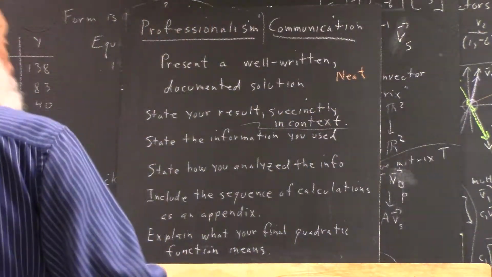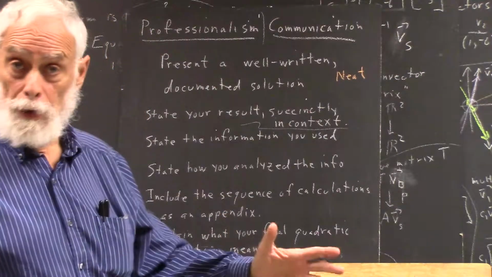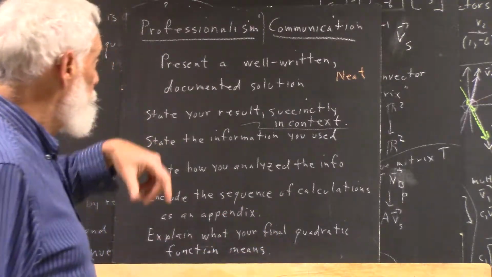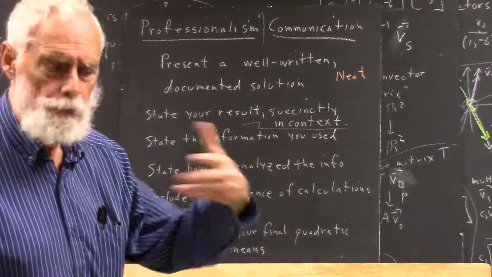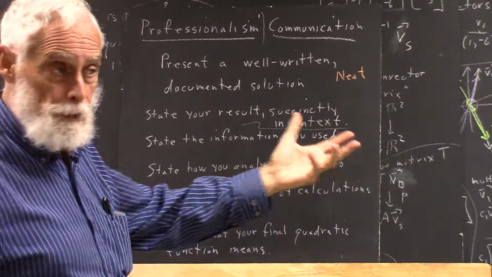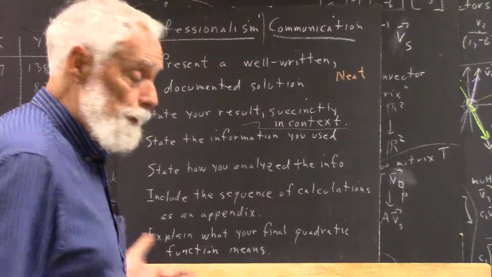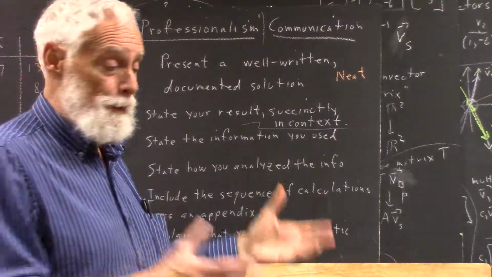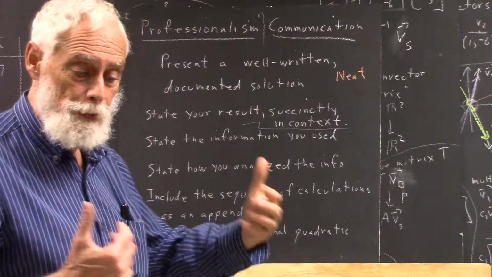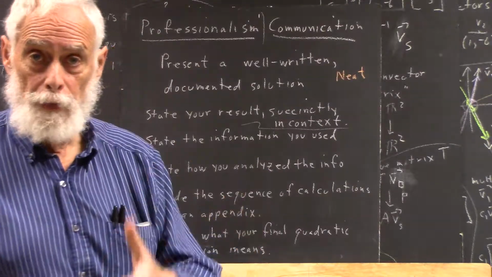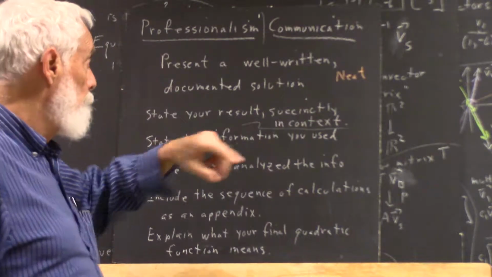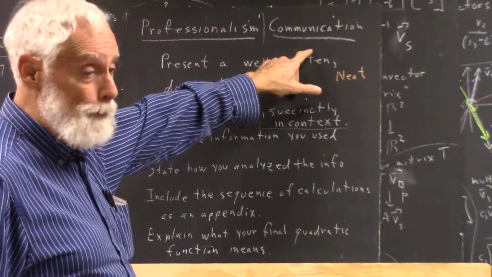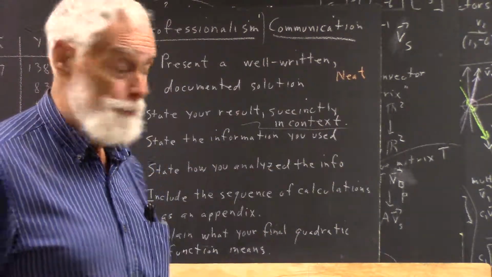The first step in this process is going to be to do some analysis and communicate your results. Okay, you're going to analyze as outlined. You're going to solve the systems of equations. You're going to find your quadratic function. And then you're going to professionally communicate that information.